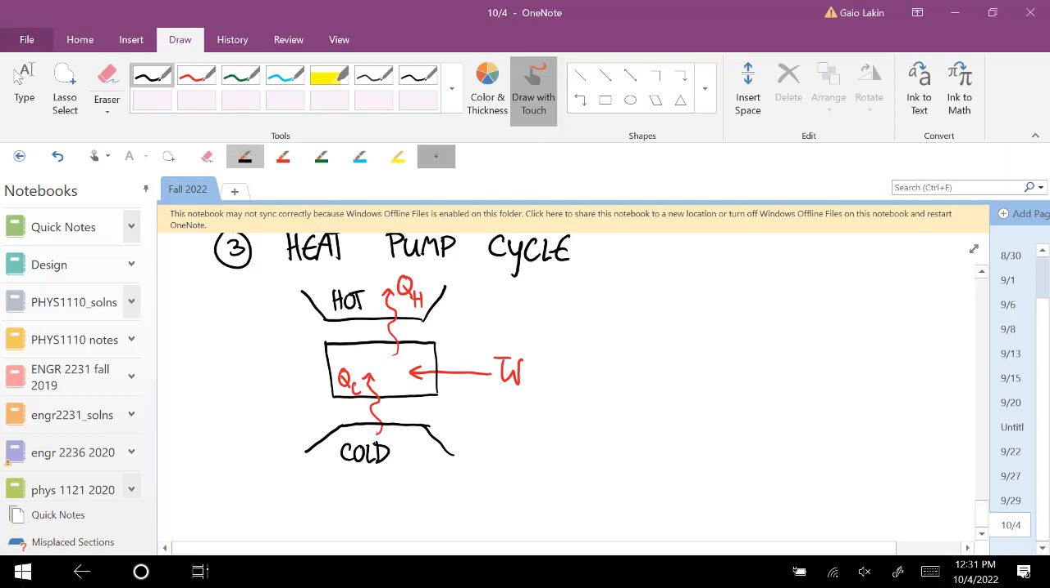So again, you have QH is equal to QC plus W. And again, we're going to isolate W. That's QH minus QC.